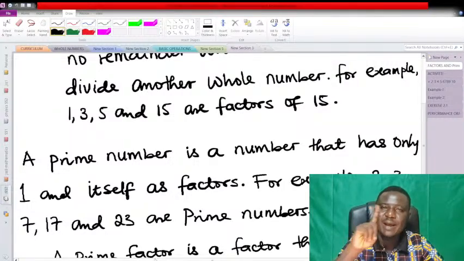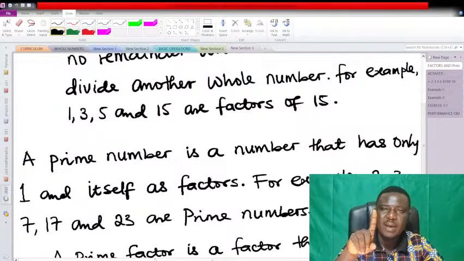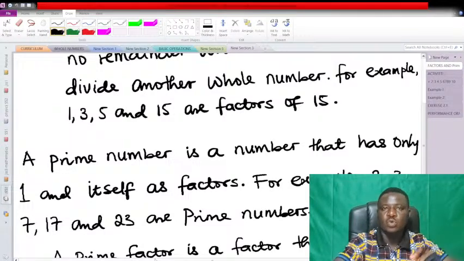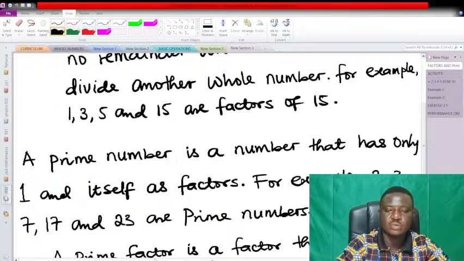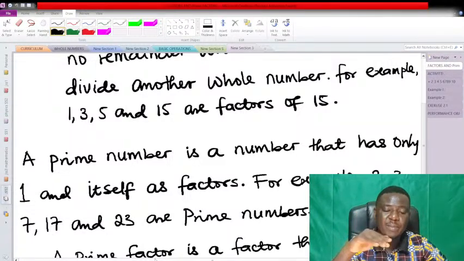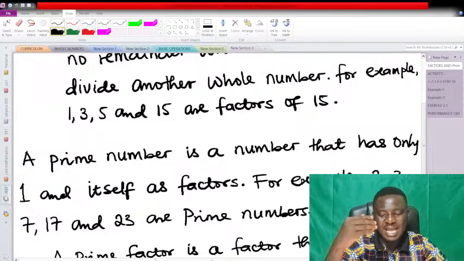1 is not a prime number. Why is 1 not a prime number? 1 is not a prime number because 1 has only 1 factor, and that is 1 itself, while the others I have mentioned have 2 factors. So a prime number is a number that has only two factors, 1 and itself. Or we say a prime number is a number that has only 1 and itself as its factor.